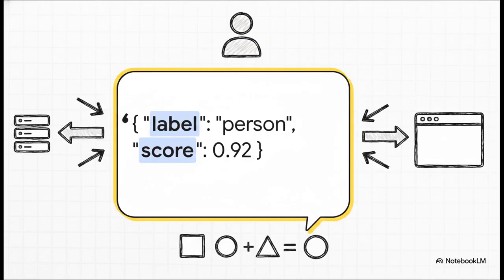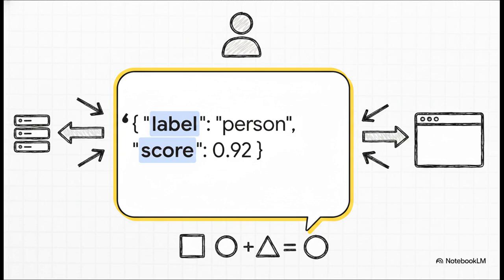Now, what's really interesting about this slide is the exact structure of what the kitchen sends back. This is a look at the real JSON payload generated by the FastAPI backend. See how it returns an array called detections? Inside of that, we get a box with 4 precise coordinates, a label that identifies a person, and a confidence score of 0.92, so 92%.